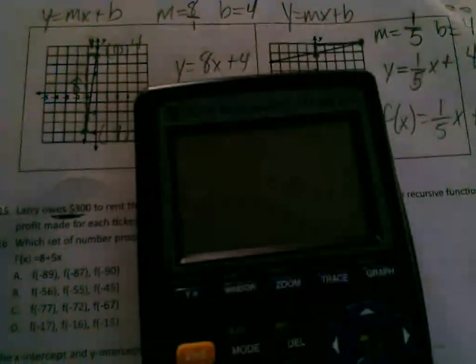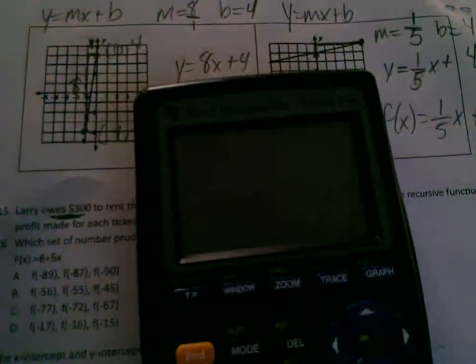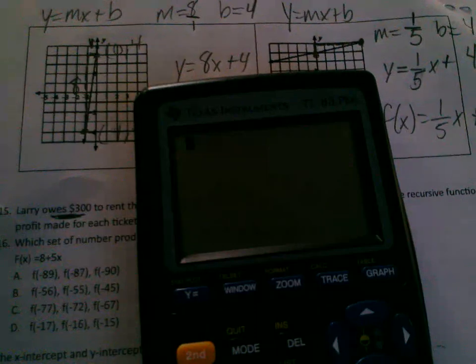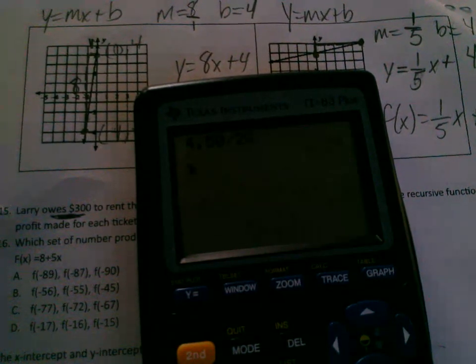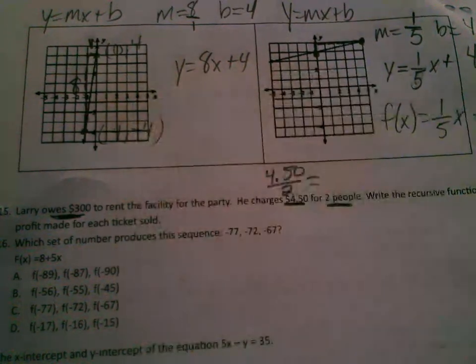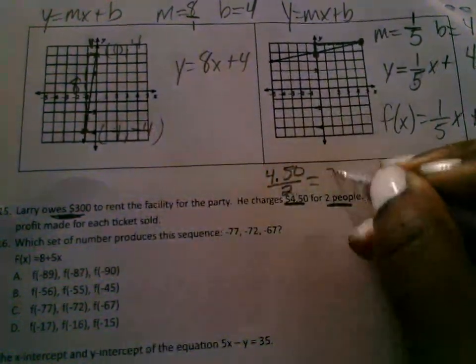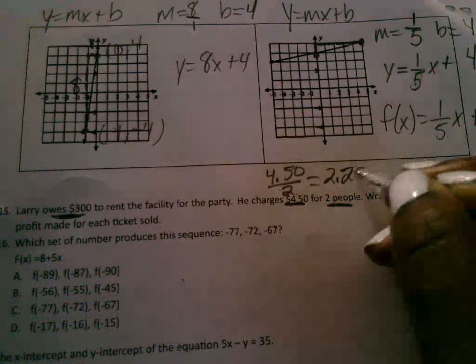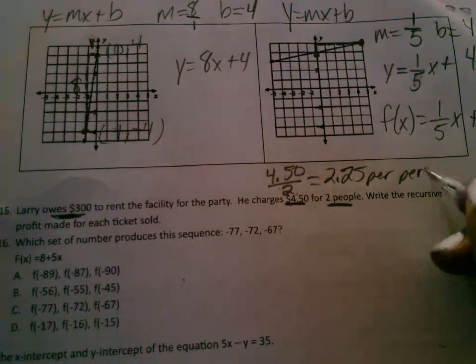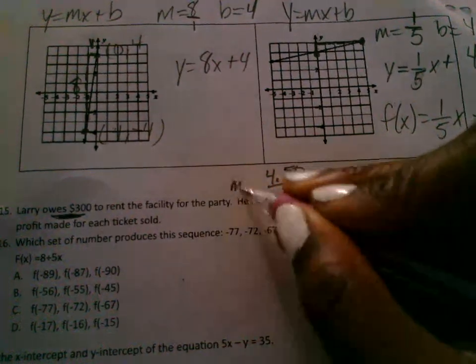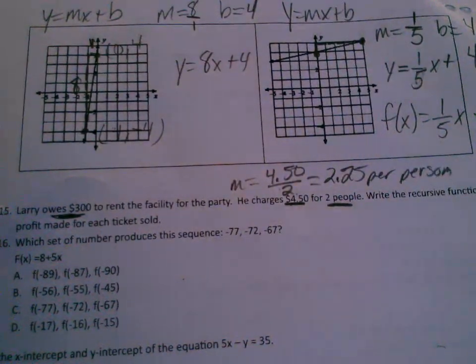Okay. So you said 4.50 divided by 2, which gives you 2.25. So this is going to be $2.25 per person. That is a rate. That's a slope. So m in this problem is that. Write a recursive formula for the profit made.